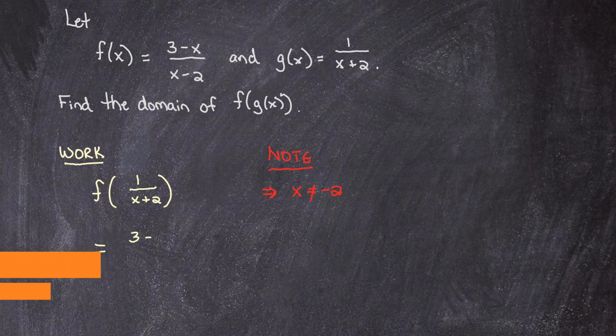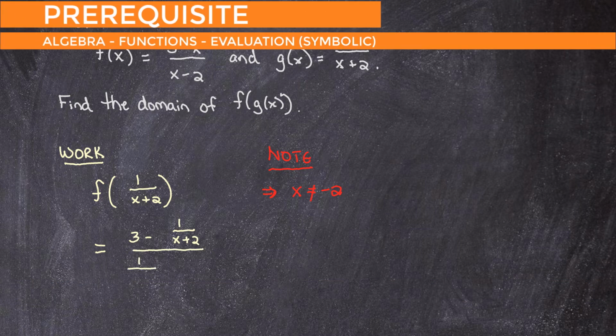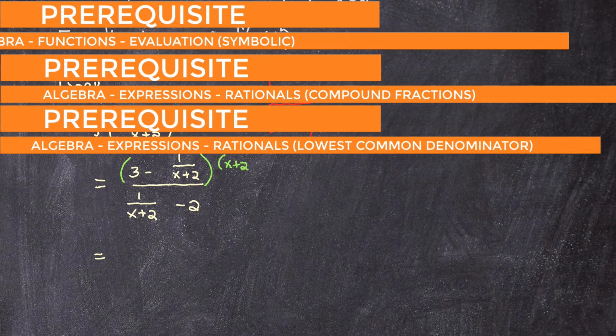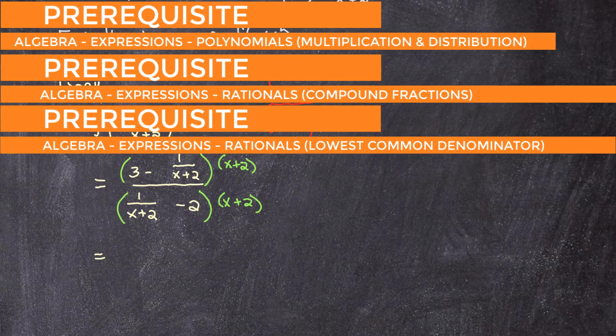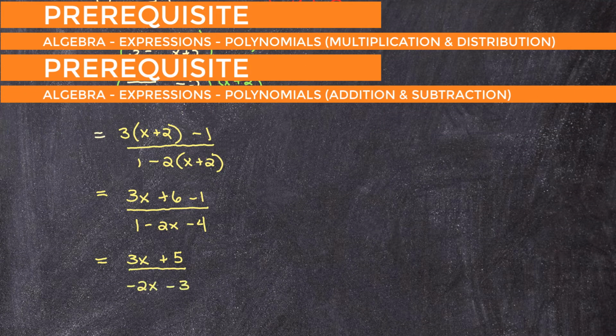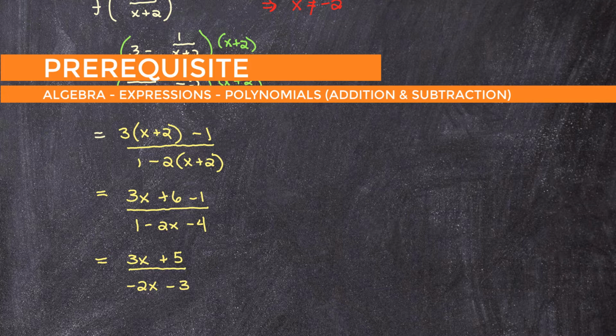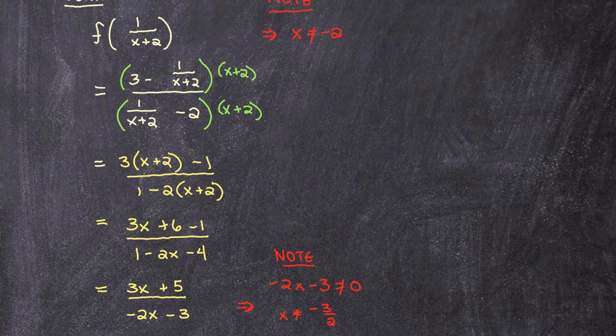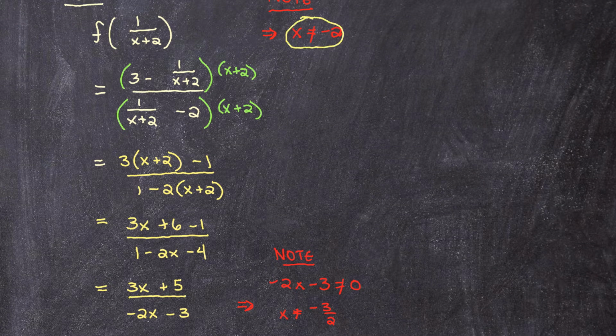And then we will go ahead and insert g of x into f of x. We end up with a compound fraction, which we clear using the LCD of the minor fractions within that. Do some distribution, do some arithmetic, and we end up with this expression in the end, 3x plus 5 over -2x minus 3. This also creates a domain issue, so we know that that denominator cannot be 0, so x cannot be -3/2. So we have these two domain restrictions.